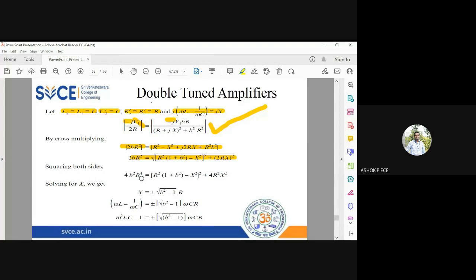So if you solve, you can simplify this equation, and if you solve it mathematically, you will get the value of x as this one. X is equal to plus or minus root of b square minus 1 into capital R. And you know x is omega L minus 1 by omega C. So omega L minus 1 by omega C equal to plus or minus root of b square minus 1 into R.